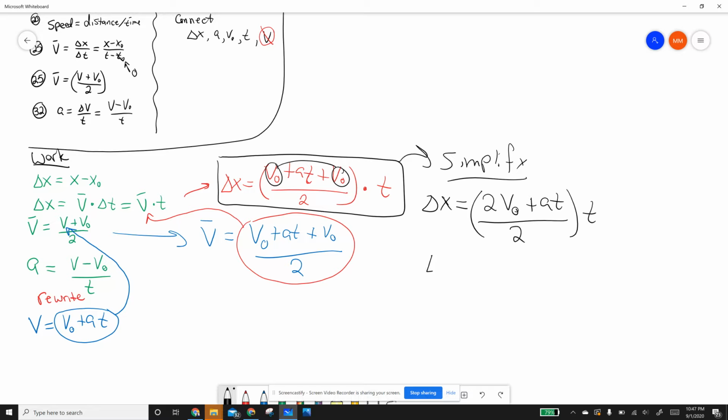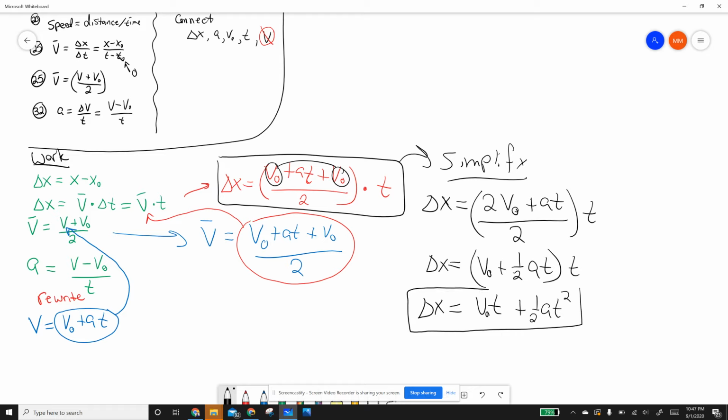Okay, so this can be rewritten as delta x equals v initial plus 1/2 acceleration times time, and then all that times t. So one last time, delta x equals v initial times t, so now I'm distributing the t, plus 1/2 a t squared. And it turns out this is our expression. This is the answer to the question on slide 38.